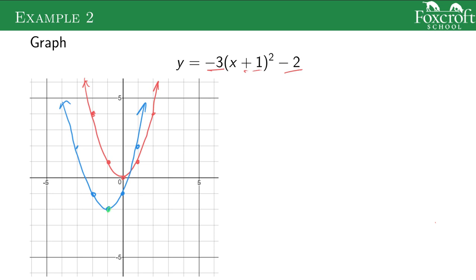So this one is our starting point. But then instead of going right one, down one, I'm going to go right one, down 3. Left one, instead of going down 1, I'm going to go down 3. And that's going to give me my parabola, which looks like this. I could also go right 2, down 12, because normally it would be 4, but now it's 12.